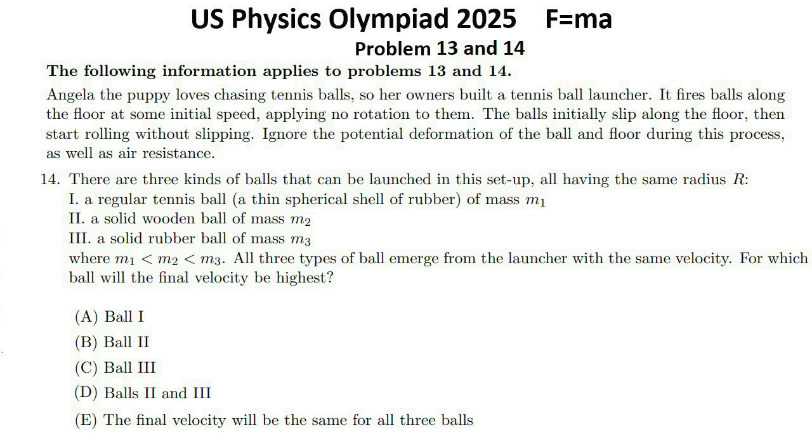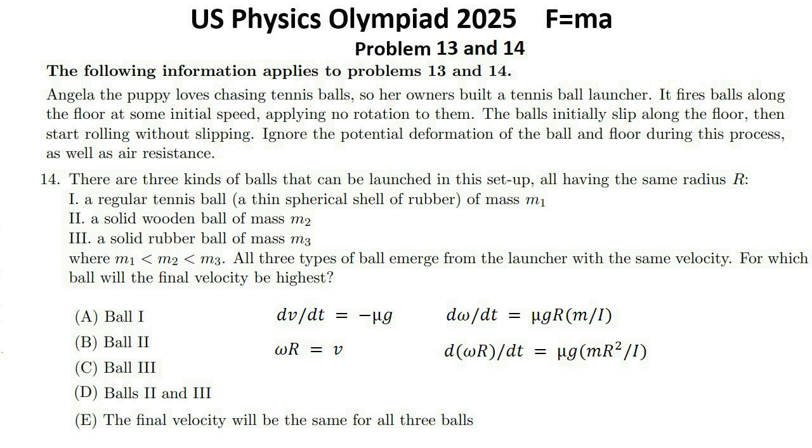Solution for problem 14. The frictional force provides a linear deceleration of delta v over delta t equal to negative mu g, where mu is the coefficient of friction. It provides an angular acceleration of delta omega over delta t equal to mu g r m over I, where m is the mass of the ball and I is its moment of inertia. We're waiting until omega r equals v, which means that we care about delta omega r over delta t equal to mu g m r squared over I.